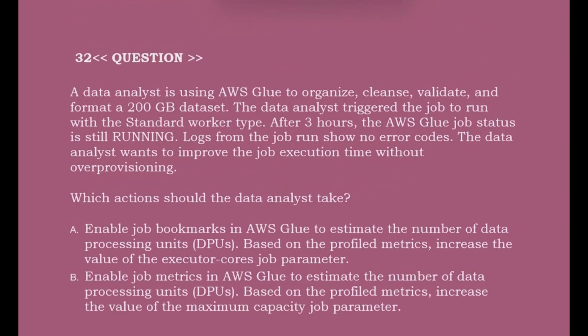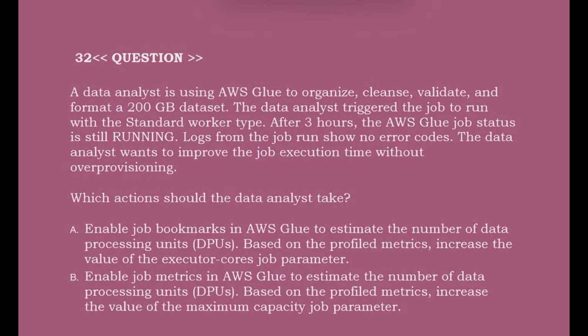Question is, a data analyst is using AWS Glue to organize, cleanse, validate, and format a 200 GB data set. The data analyst triggered the job to run with the standard worker type. After 3 hours, the AWS Glue job status is still running. Logs from the job run show no error codes. The data analyst wants to improve the job execution time without over-provisioning. Which actions should the data analyst take?